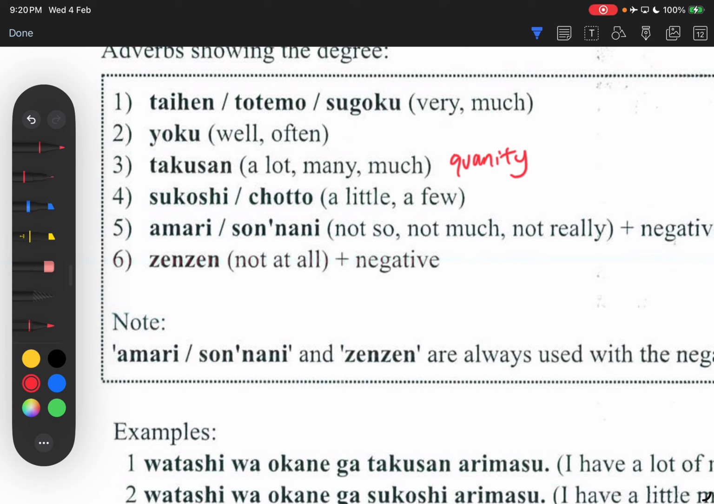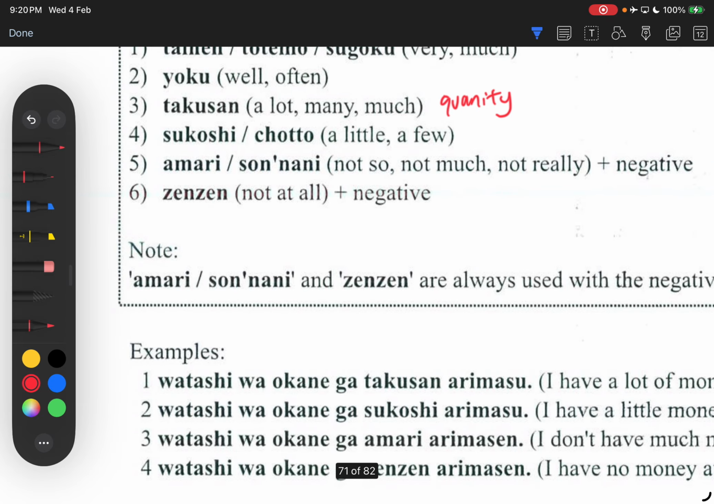Number 6, 全然, which means not at all. Right? This also has to be paired with a negative. Okay? So not at all. So basically how we use 全然 is the same as how we use あんまり and そんなに. So we will look at the examples below.